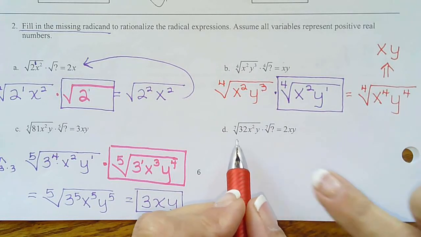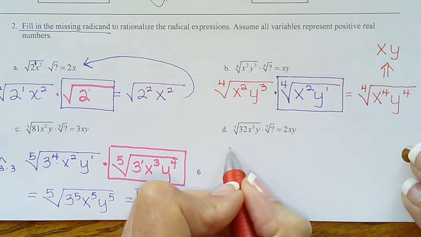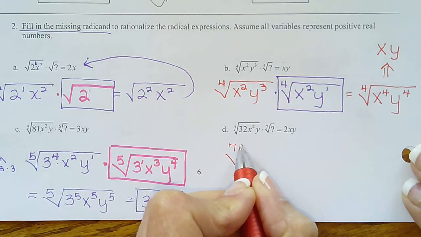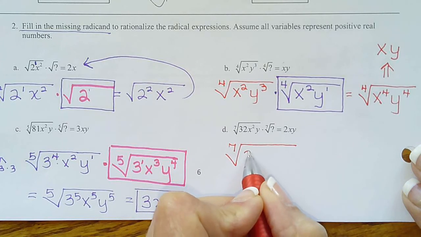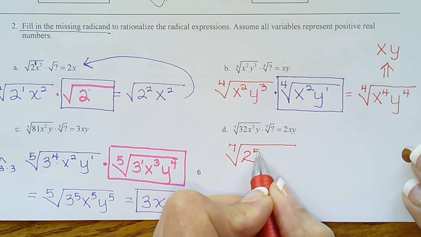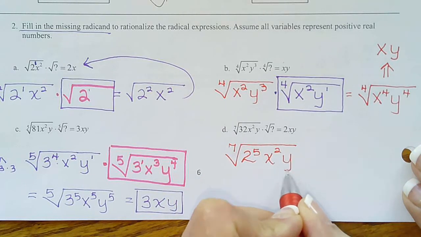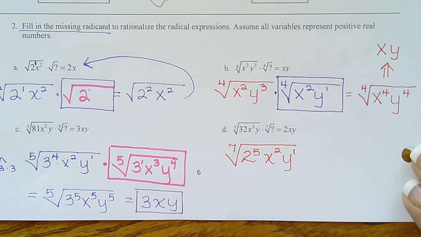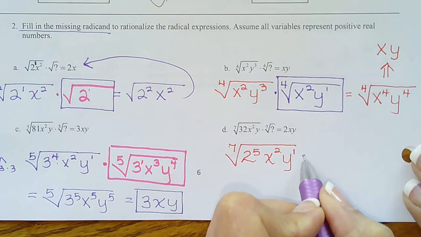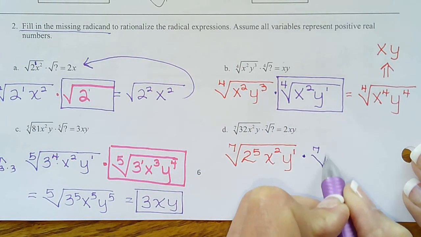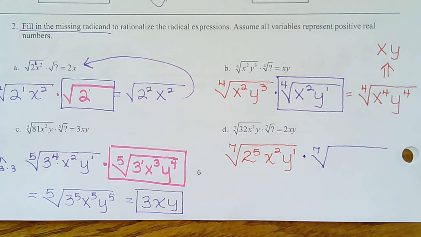Okay, this last one, it looks like it's the 7th root. So we know whenever there's a number, we have to break it down. And this is the one we love because we have it memorized. 2 to the 5th, x to the 2nd, y to the 1st. So now we need to decide how many of each one we need to make it perfect. Perfect meaning perfect powers of 7 so that everything pops out of the radical.